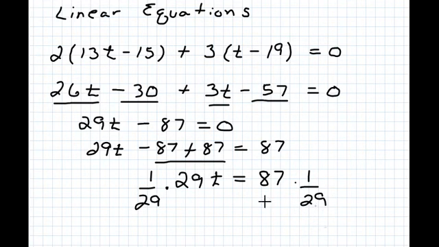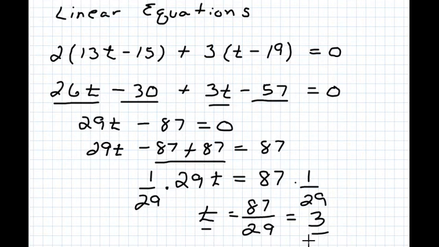Over 29, and so we end up with t being equal to 87 over 29, and of course we can reduce all of this down, and I do believe that 29 goes into 87 3 times. So t is equal to 3.